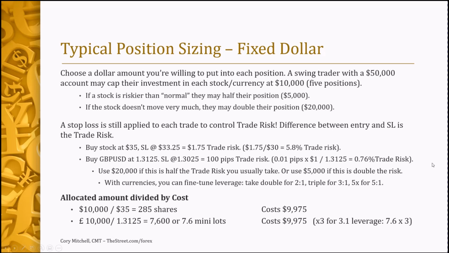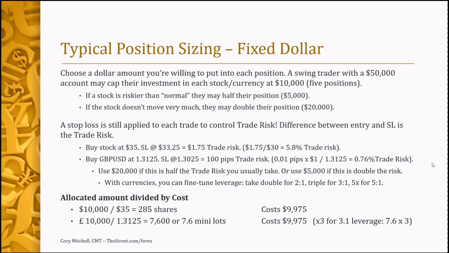So that's the percentage model. There's another position sizing model called fixed dollar, and you're going to choose a dollar amount you're willing to put in each position. So a swing trader with a $50,000 account may say, I'm willing to put my money into 5 different trades at a time, which essentially means I can put $10,000 into 5 different positions. So you're kind of capping how much you put into each stock.